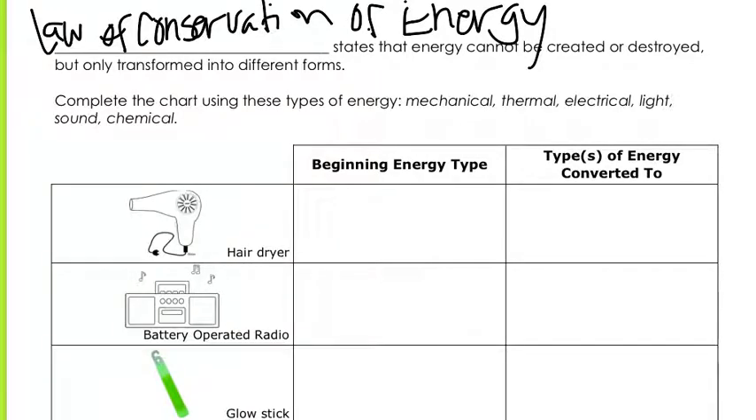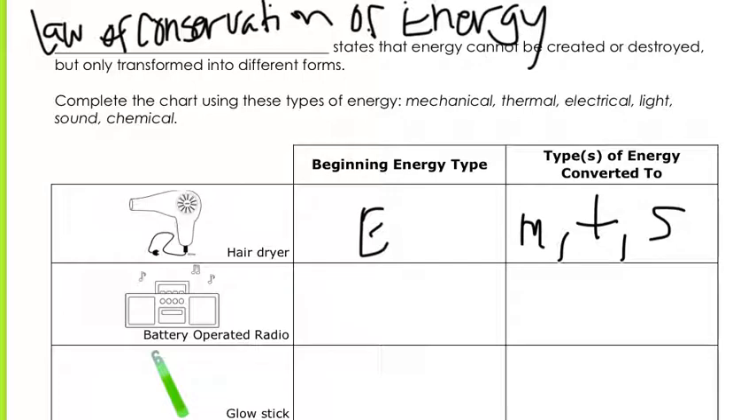Complete the chart using these types of energy: mechanical, thermal, electrical, light, sound, and chemical. So you're doing energy transformations. You got to figure out what it's starting out as and then what it's being converted to. So a hairdryer is going to start out as electrical and it's converted to, you could say mechanical because it's got a fan. Then you could say thermal for heat, and you could also say sound.